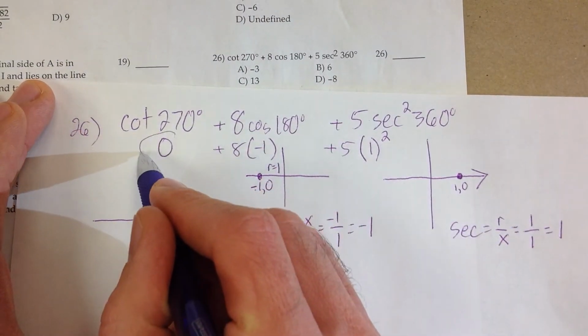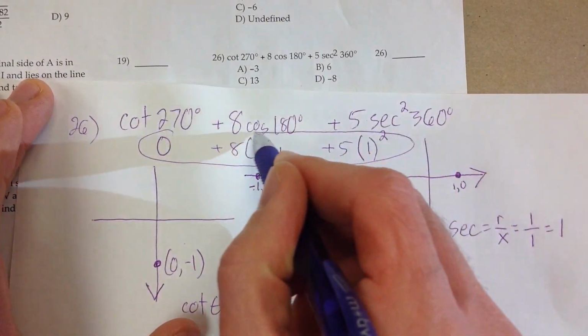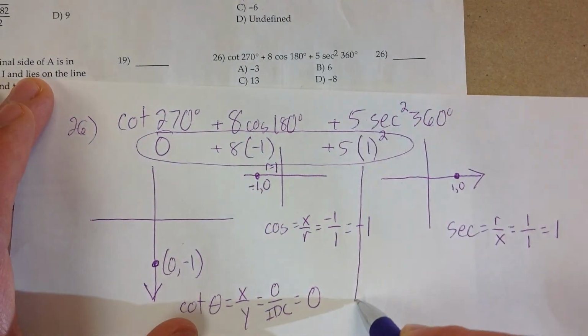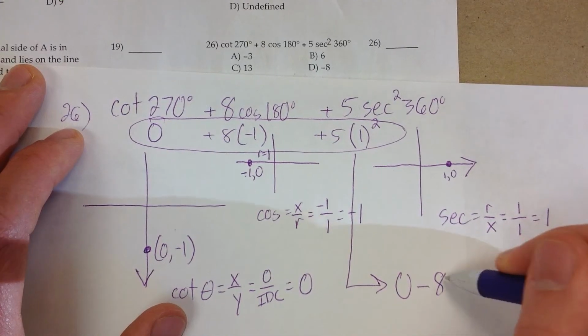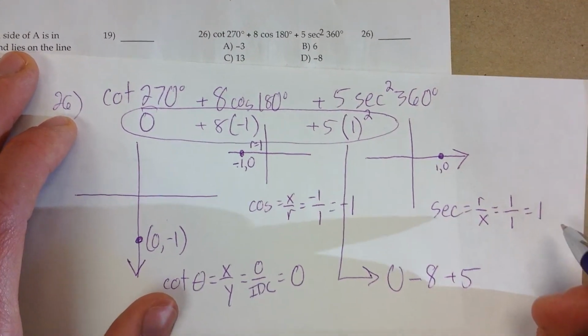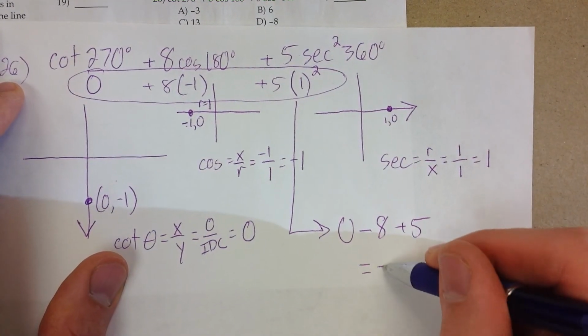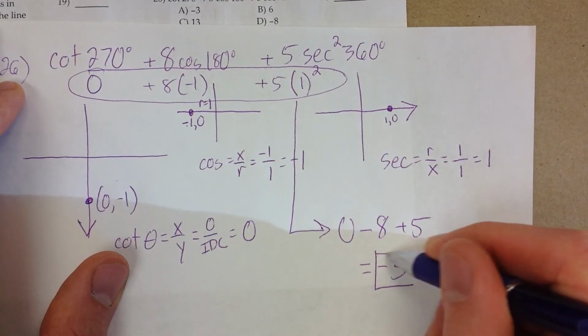So this is the thing that I am evaluating here. So it's 0 minus 8 plus 5, which is -3.